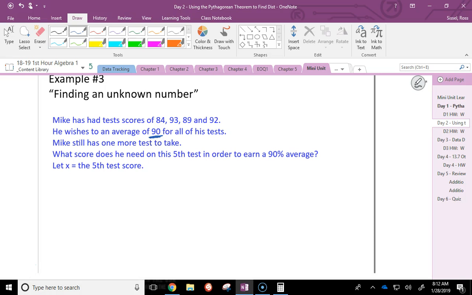We're going to let X represent the 5th score. What equation do you think we could do? How can we find out what does he have to earn? Do we just guess and keep putting numbers in there? What can we do? Since we need to find out his average, he wants it to be 90.